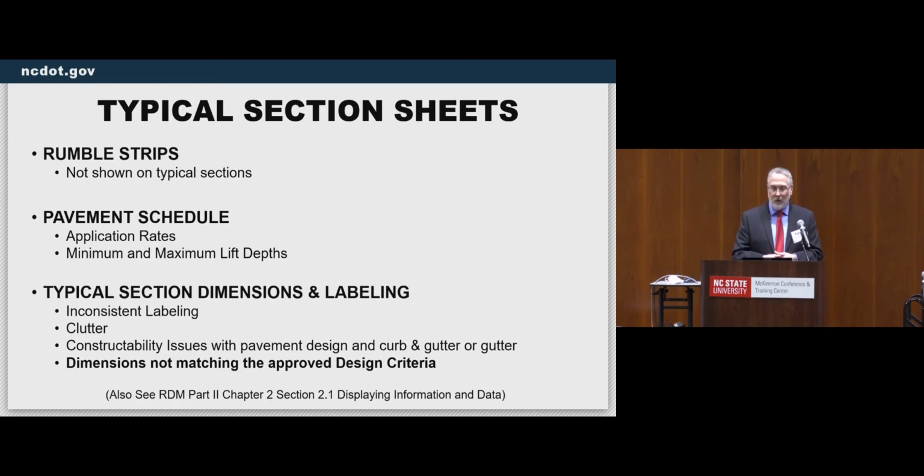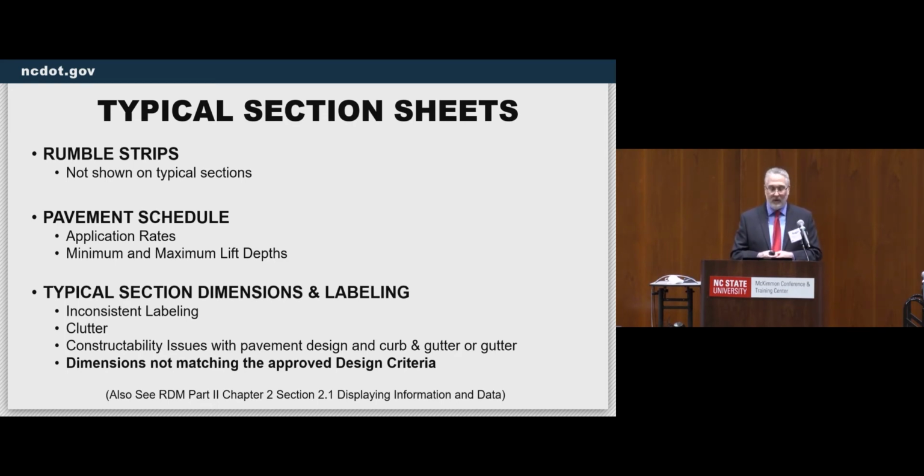Some of the additional common errors on typical sections include not showing the rumble strips on your typical sections, and errors in the pavement schedule, including but not limited to the application rates and the lift depths of your asphalt pavements. Remember, there are minimum and maximum asphalt thicknesses. If the asphalt layer is too thin, you can crush aggregate, and if the asphalt layer is too thick, you won't get density. Errors with the typical section dimensioning and labeling are also a common error.